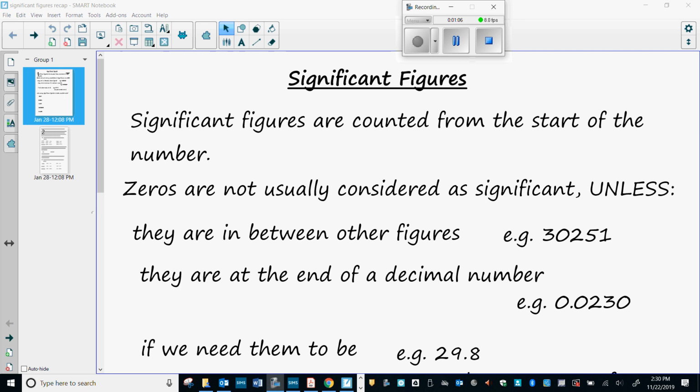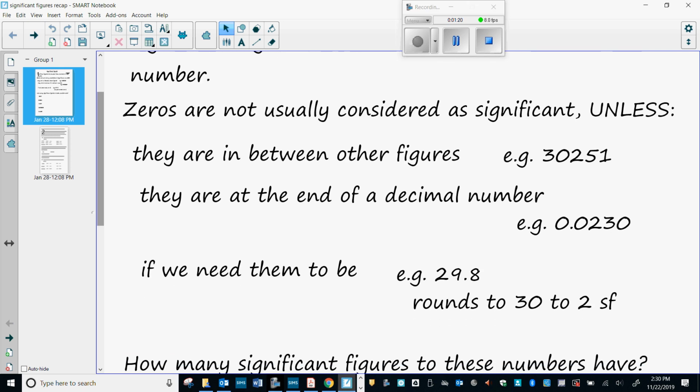If a zero is in between other figures, then it would be significant. So this zero here is in between other digits, therefore it is significant. If a zero has been put at the end of a decimal number, then it is significant. So these two would not be, because the number hasn't started yet. This one would be, because it's at the end of a decimal number.